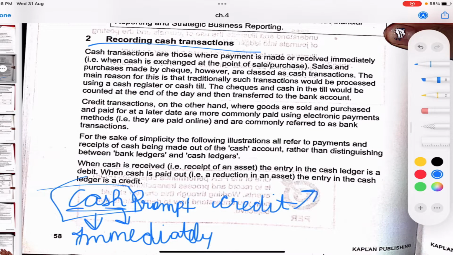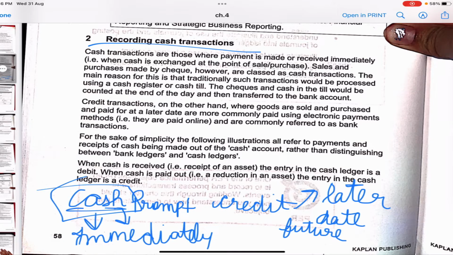What do you understand by credit payment? This is on a later date. This takes place in the future. So now you know the difference between cash and credit. Whenever a cash sale or cash purchase takes place, the payment is made in that same moment, on a prompt basis.